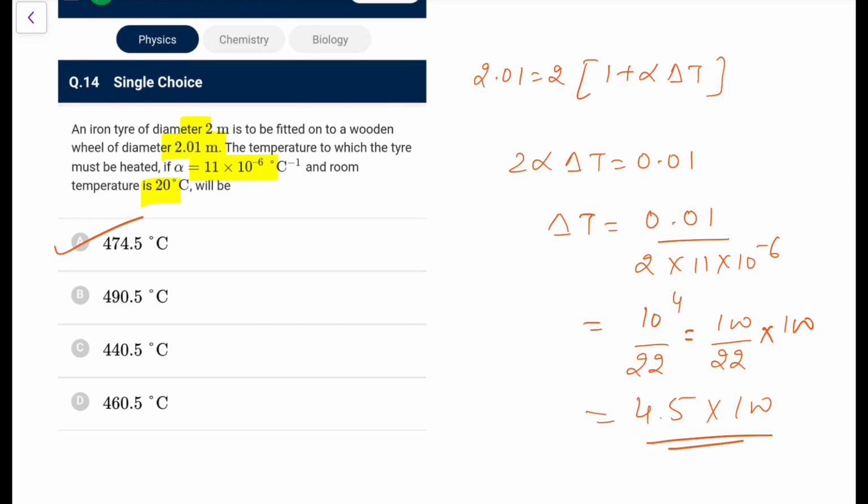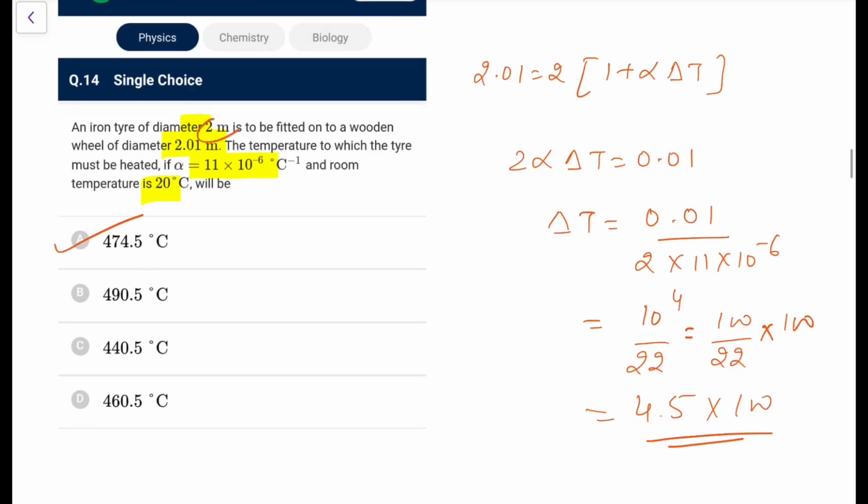Similarly for the 14th one, I am again reading it for you. An iron tire of diameter 2 meter is fitted on a wooden wheel of diameter this; to what temperature should it be heated? Basically you have to heat it so that 2 becomes 2.01.